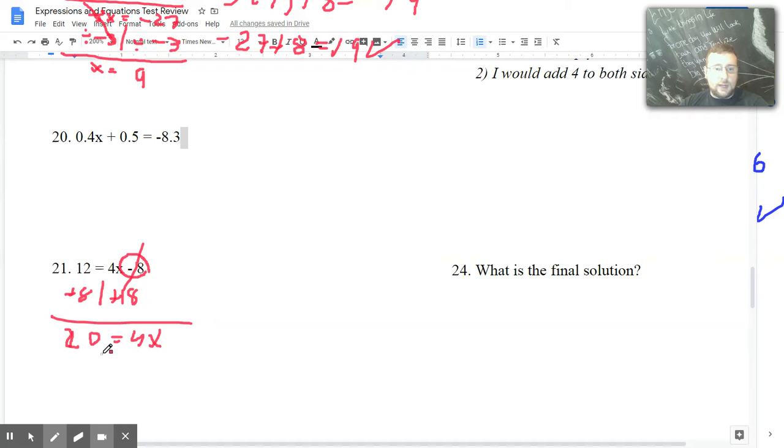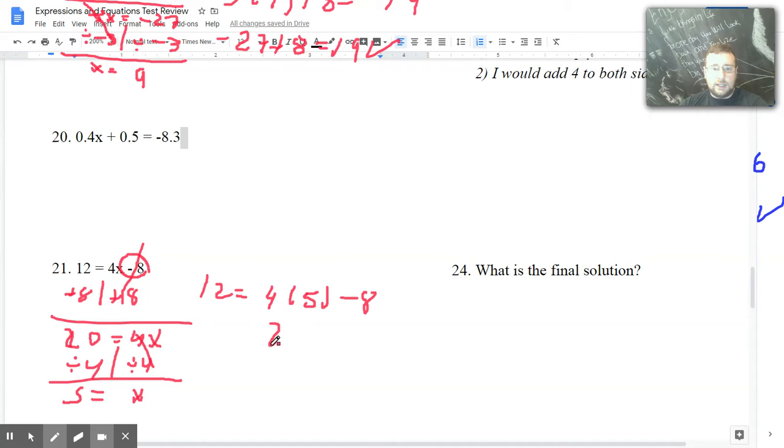Got to get rid of this 4 next. And I do that by dividing by 4 on both sides. And if I do that, I get x, because the 4's will cancel out, equals 5. I can check if that's right. It has to be equal to 12 when I plug it back into the original. And 4 times 5 is indeed 20. And 20 minus 8 is indeed 12. I know I did that right, and that's good.